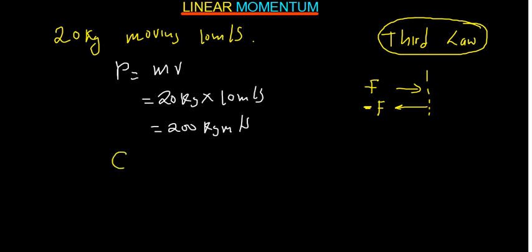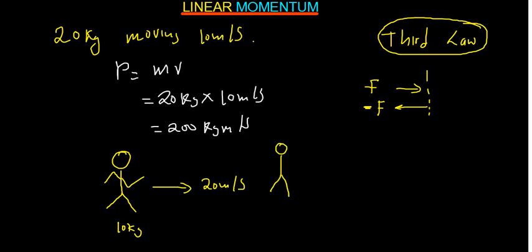Alright, so look at this. Let's say I've got a person here. Okay, this person is moving. Let's say is running at 20 meters per second, and this person is 10 kg. And then he finds someone who is at rest. So this one I'm saying at rest because they are not moving. Okay, let's say this one is 5 kg.